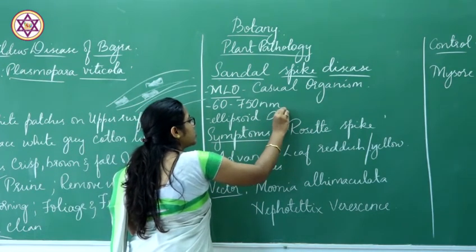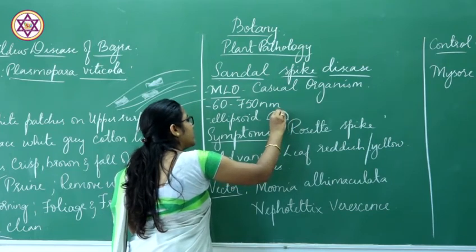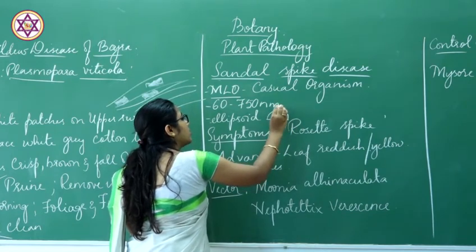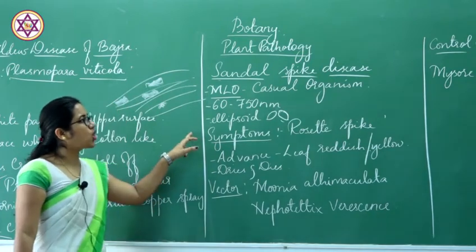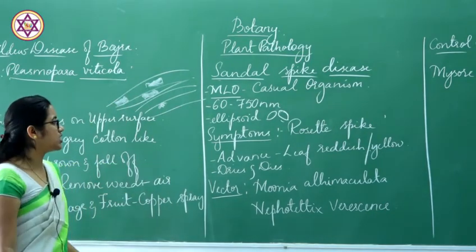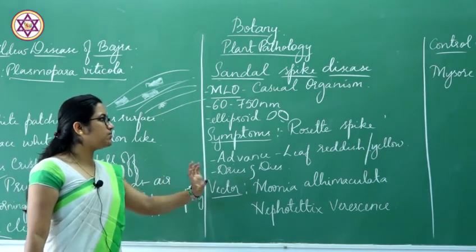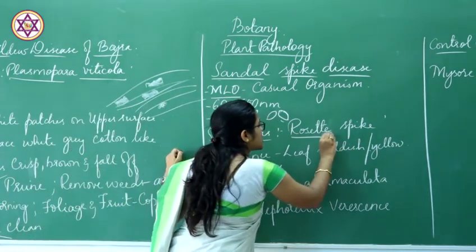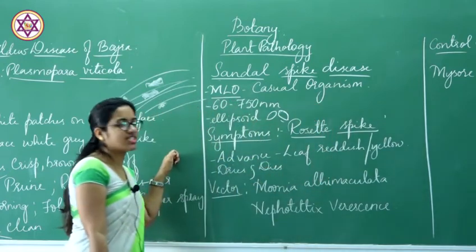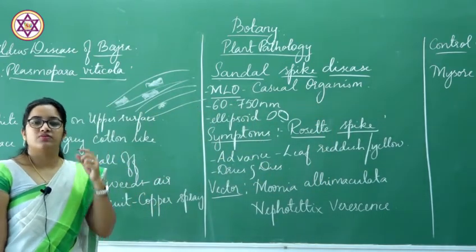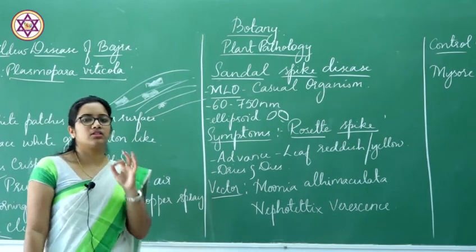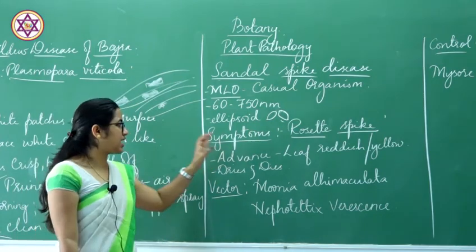You will find them present like this, very small organisms, and they cause sandal spike, which is a serious disease. Now, talking about the symptoms, the rosette spike is the most evident and most common symptom of sandal spike.